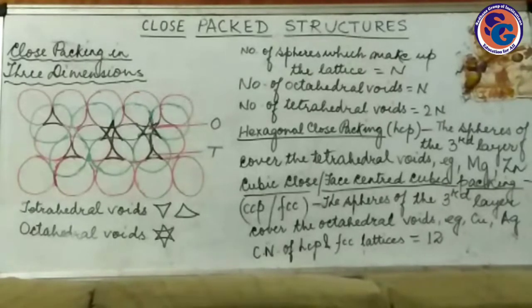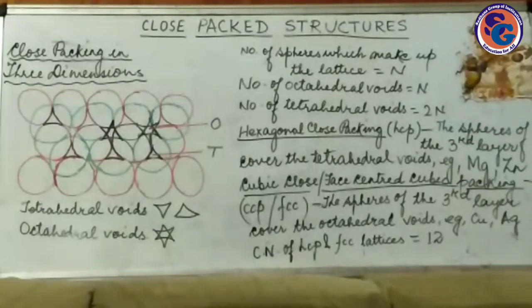The other case may arise when the spheres of the third layer cover the octahedral voids of the second layer. If it happens, then this type of lattice is known as cubic close packed lattice or face centered cubic lattice. So we abbreviate them as CCP or FCC. Few metals like copper and silver crystallize in CCP or FCC type of lattice.